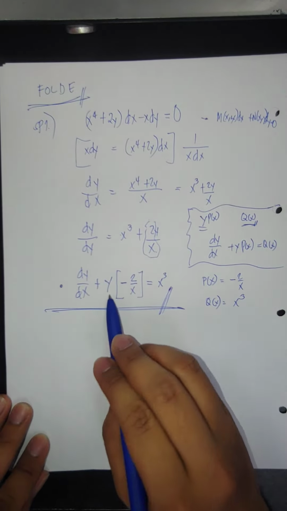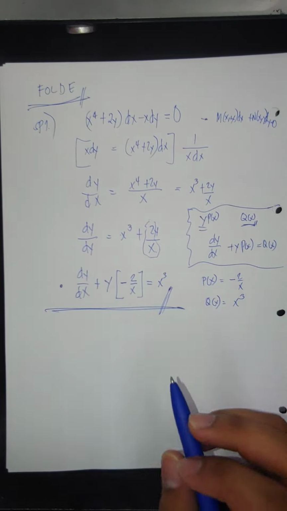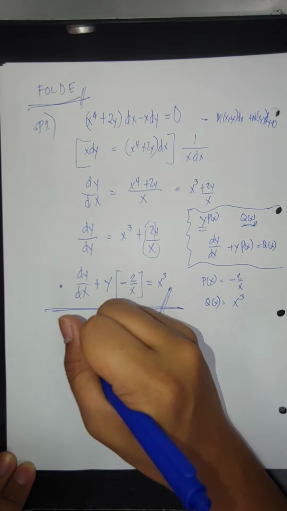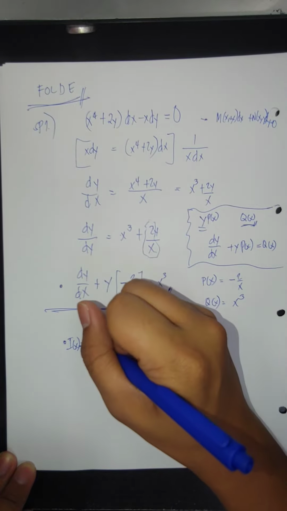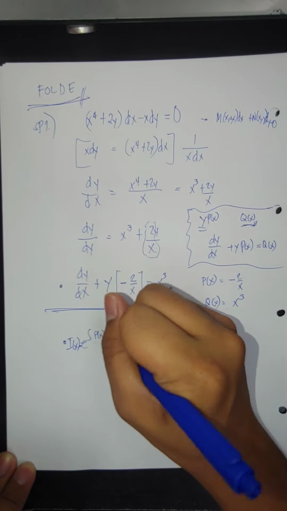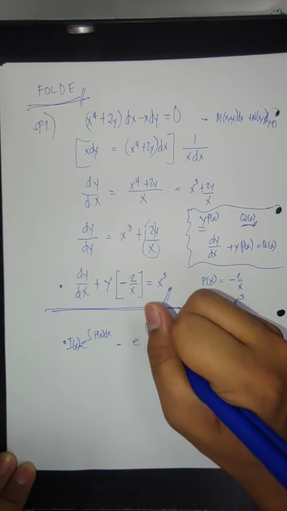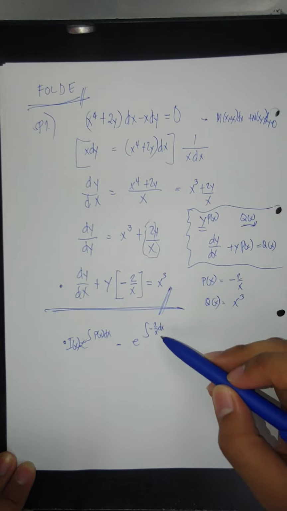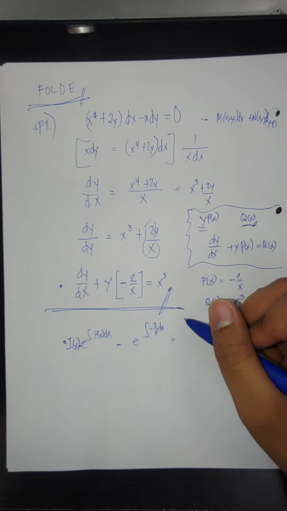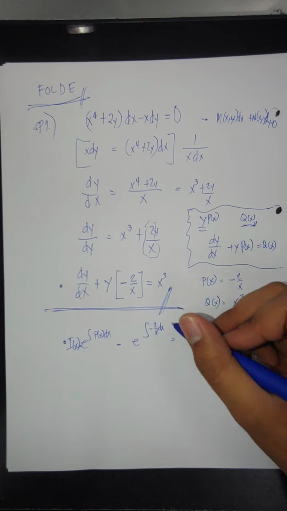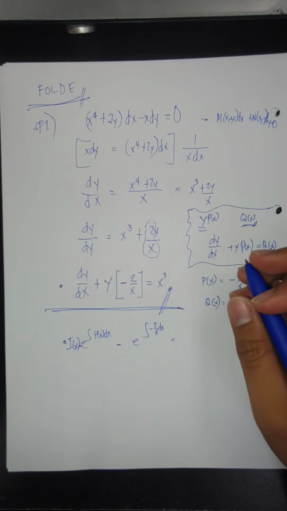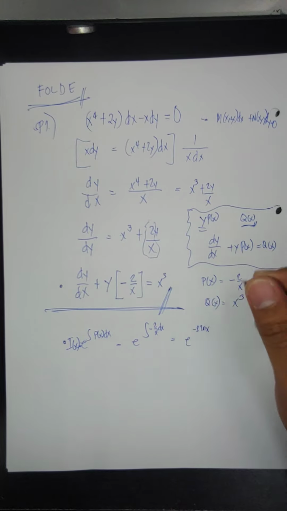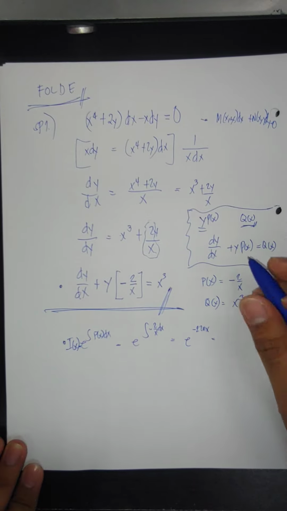Now, for the next step, having written it in standard form, we take the integrating factor. The integrating factor I of x is equal to e to the integral of P of x dx. Let's solve further: e to the integral of negative 2 over x dx. If you notice, this is the integral of u prime over u du, which is just the natural logarithmic function. So this becomes e to the negative 2 ln x.